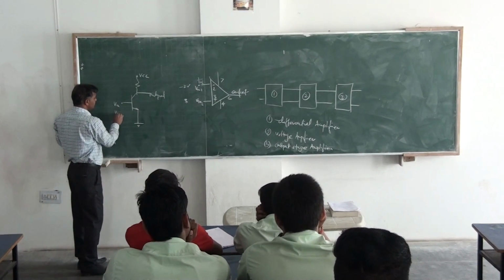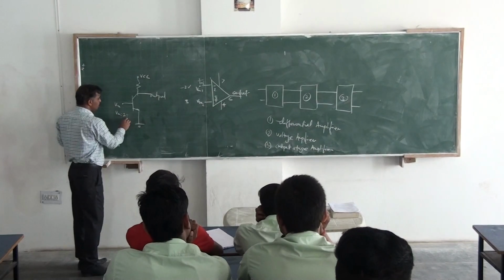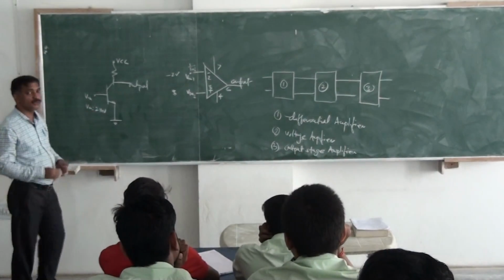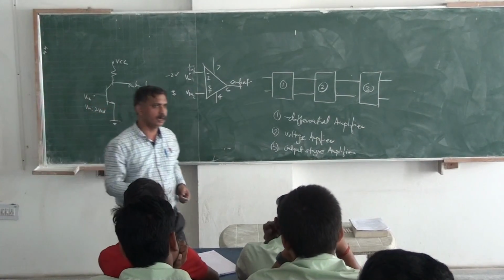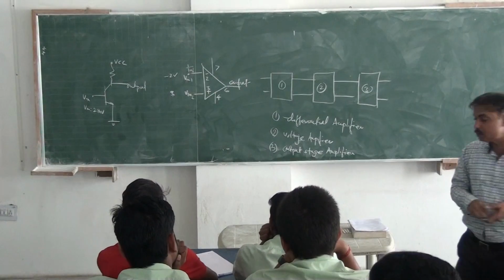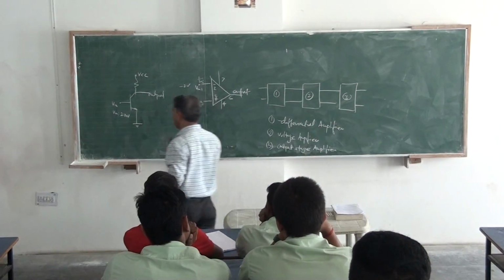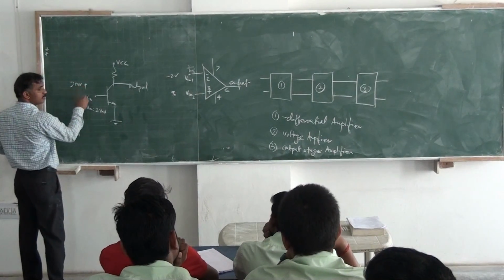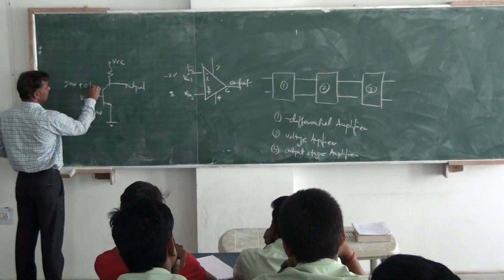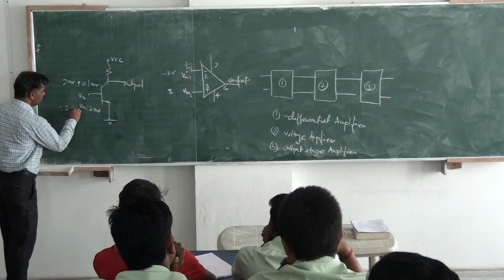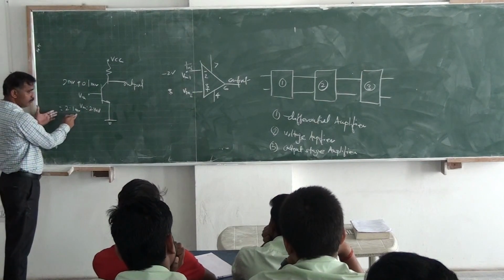Suppose you have applied voltage V equal to 2 millivolt. You are going to amplify a signal of 2 millivolt. But sometimes the surrounding noise will also have an impact, or it will be added to this 2 millivolt. Let's say the noise is 0.1 millivolt. So the total voltage will be 2.1 millivolt.